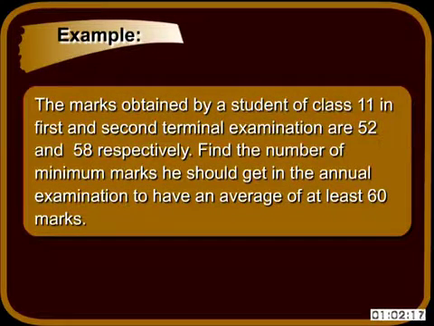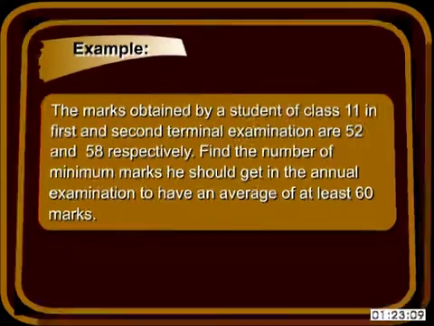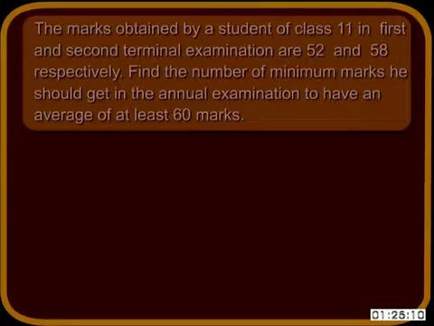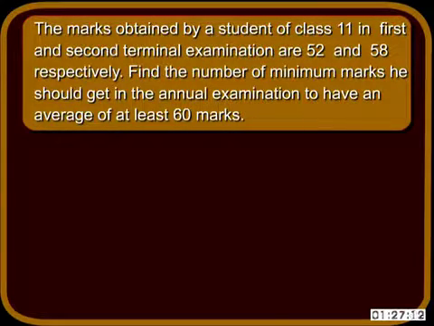Let us consider an example. The marks obtained by a student of class 11th in first and second terminal examination are 52 and 58 respectively. Find the number of minimum marks he should get in the annual examination to have an average of at least 60 marks. Let us see its solution.